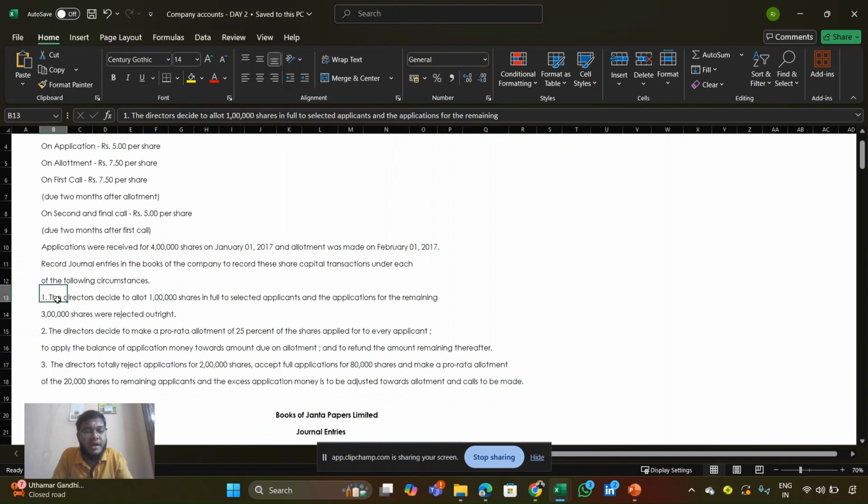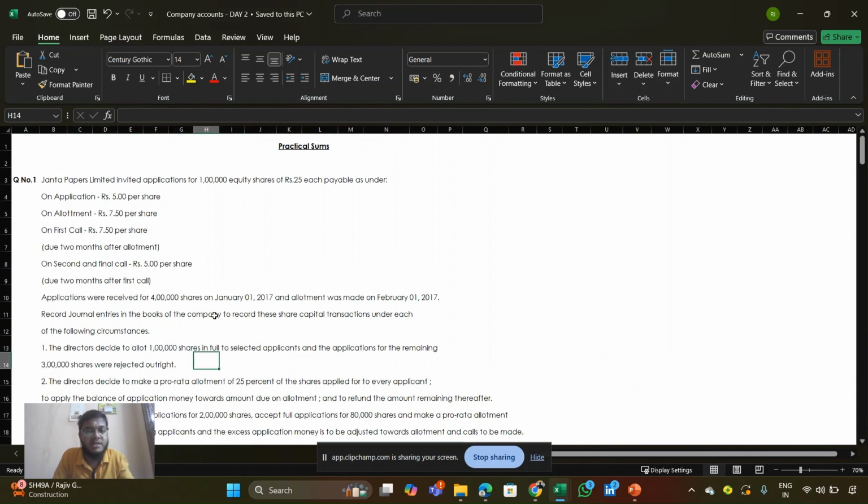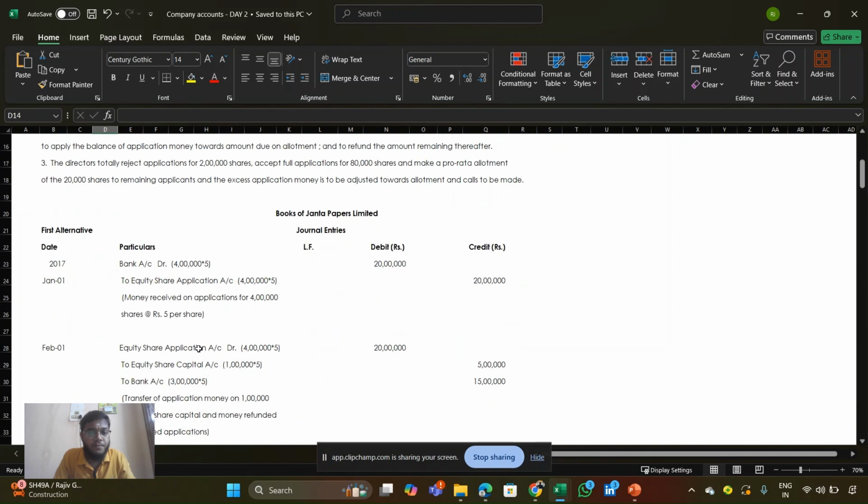First alternative: the directors decided to allot 1 lakh shares in full to selected applicants, and the applications for the remaining 3 lakh shares were rejected outright. It means whichever 1 lakh shares are issued will be counted, and the balance will be rejected. So as I told in the last class, it is in the books of Janta Papers Limited. The books are important, and the journal entries are important. It will be counted as marks, whatever it may be.